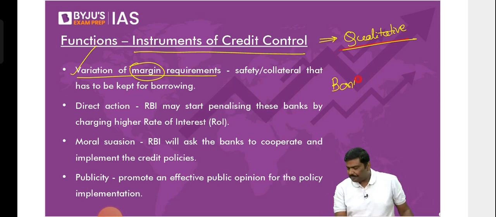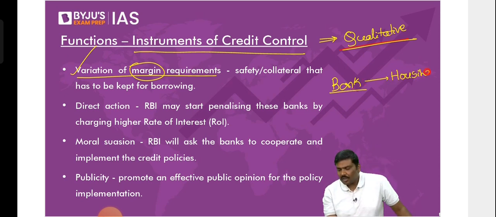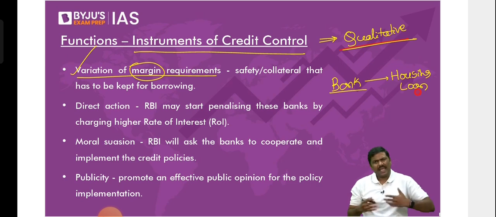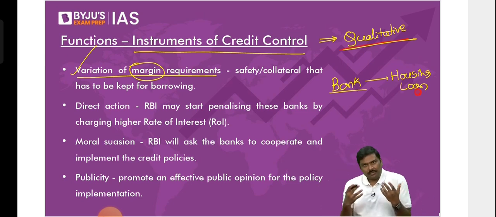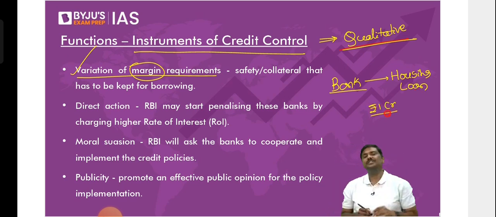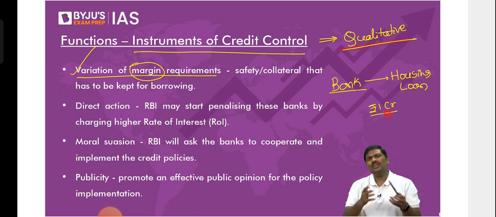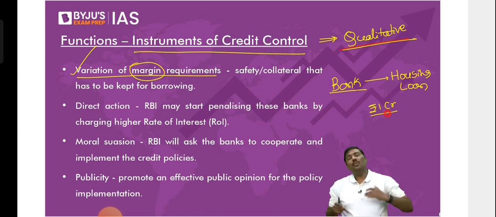Imagine you approach a bank and you say, sir, I want to take a housing loan. And the bank says, okay, sir, I'm willing to provide the loan. How much loan do you want? And the borrower simply says, sir, I want a loan of 1 crore rupees. Now, the bank will say, okay, I will give you a loan of 1 crore. But if I'm giving a loan of 1 crore rupees, I need to collect a certain security from you. Why? What if you don't repay the loan?